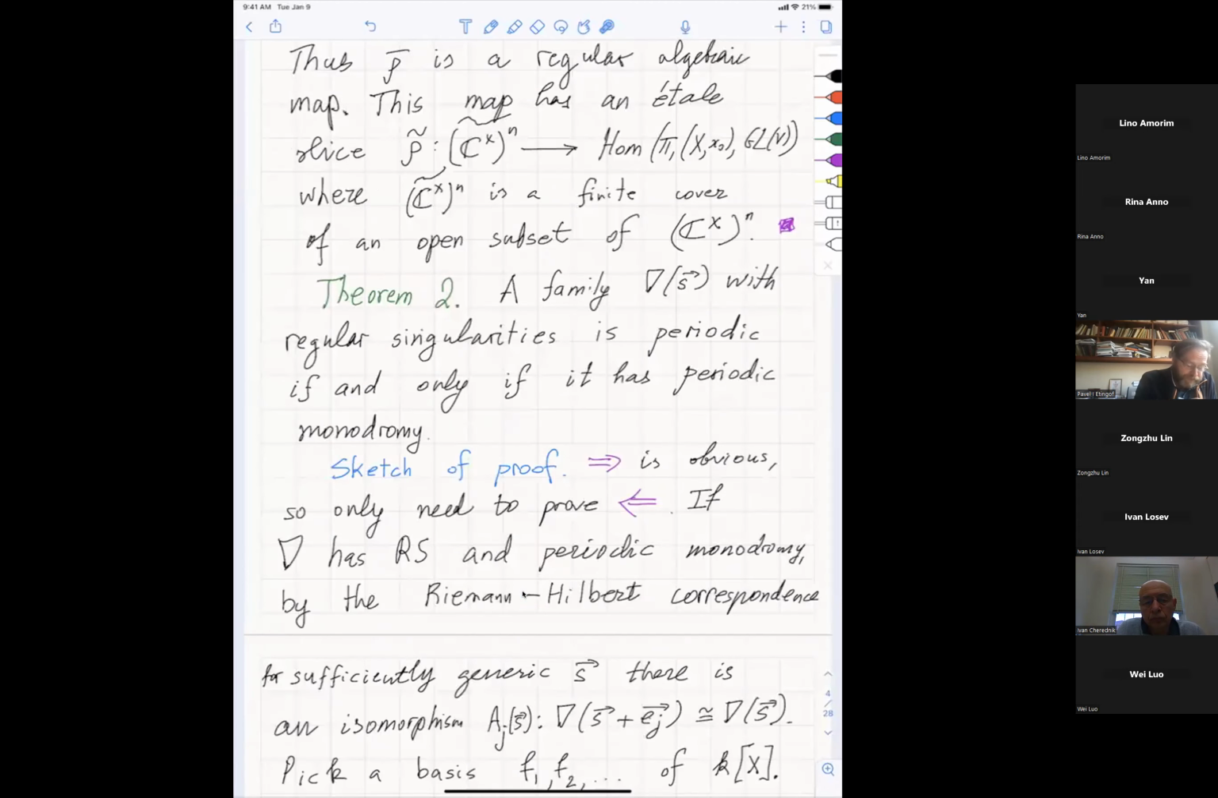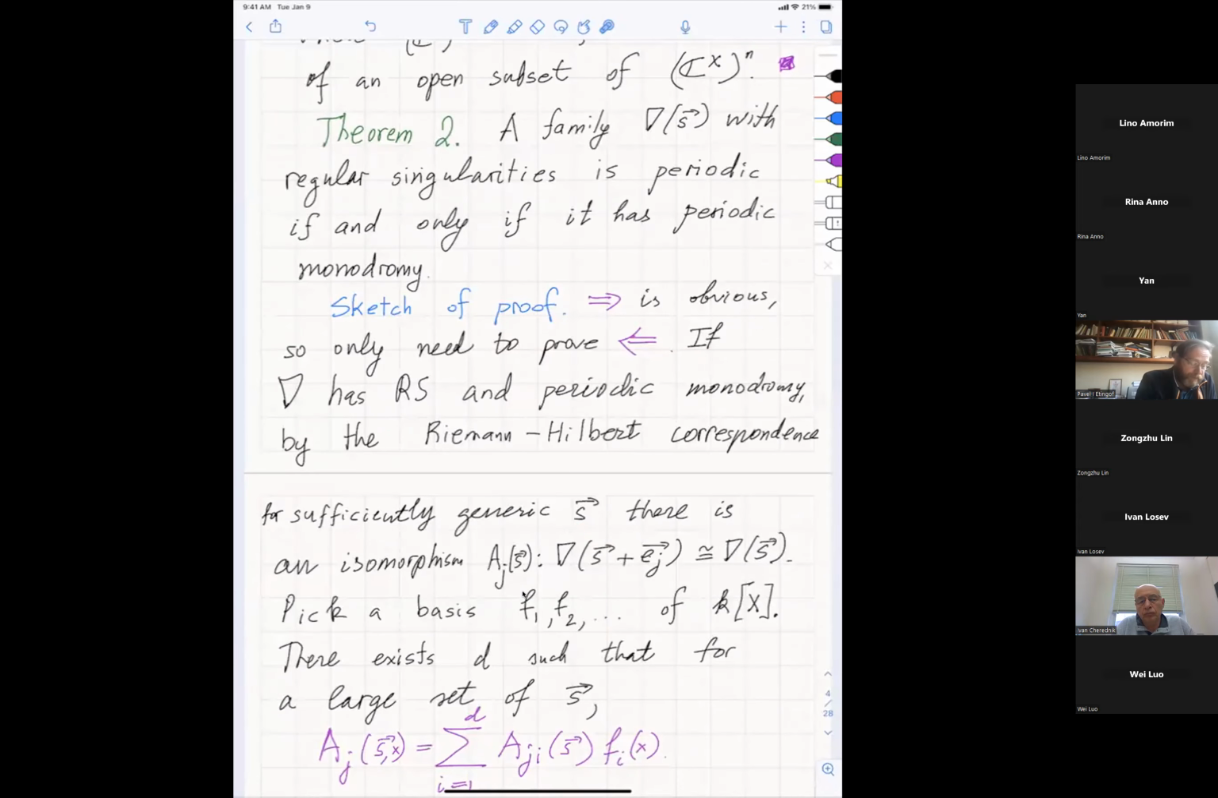And its proof is obtained from Riemann-Hilbert correspondence. So by Riemann-Hilbert correspondence, since monodromy is periodic, this means that for generic S, you actually have these shift operators, but the individual shift operators for each generic S, and we have to show that there is a consistent family which depends rationally on S. And this can be done by using Chevalley's elimination of quantifiers.